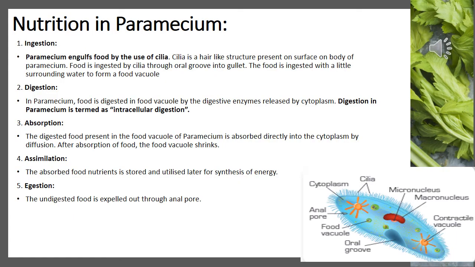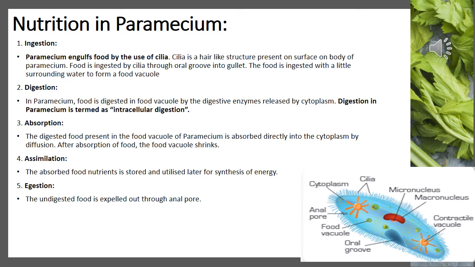Let's talk about nutrition in Paramecium. Paramecium is a unicellular organism. It again follows the holozoic mode of nutrition, where the first step is ingestion. With the help of the hair-like structures called cilia present on the surface of the body, it engulfs its food. The food is ingested by cilia through the oral groove into the gullet. The food is ingested with a little surrounding water so that it forms the food vacuole.